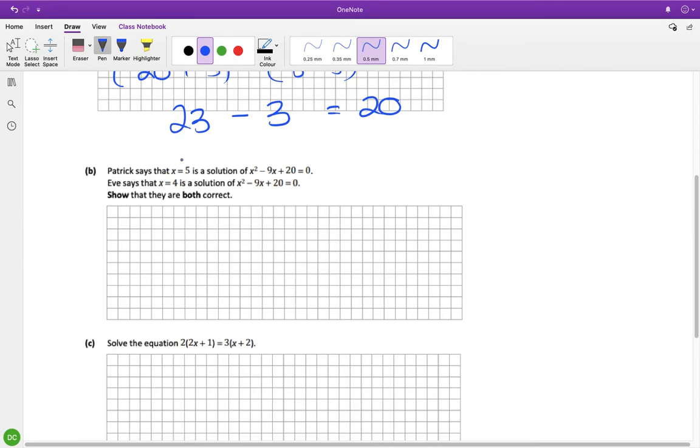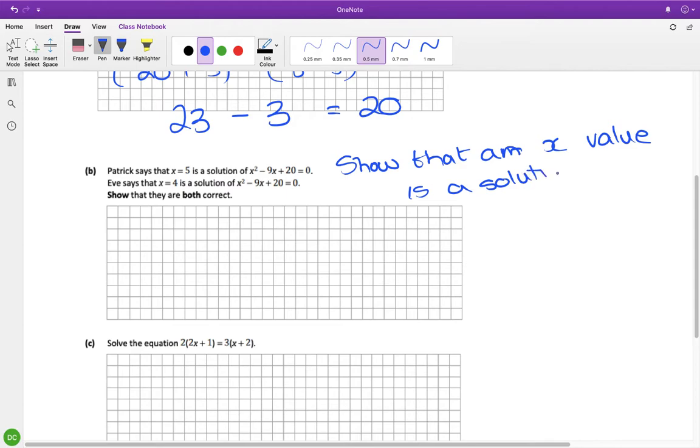Okay, so if you want to show that an x value is a solution, the way you do it is to sub it in. Okay, so if when you were doing your exam you didn't know that, that's the kind of thing you would take down in your notes and study it going forward.